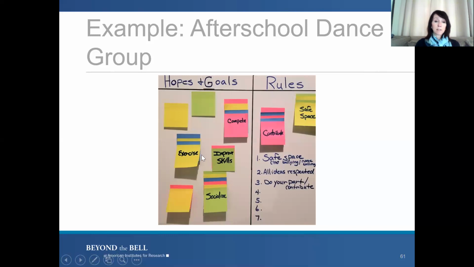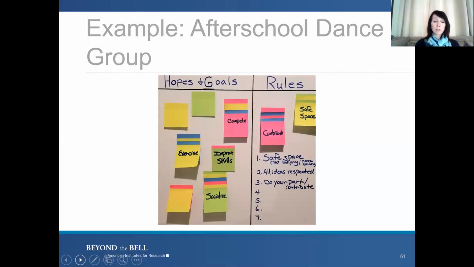This is actually called kiting the Post-its because this is like the tail of a kite. So the more Post-its that are placed together, of course, at a glance, you can see that quite a few, most of the students here, or a larger percentage of the students, wanted to socialize in this after-school dance group. So you can see which of those hopes and goals or achievements really stood out and were significant. Then from there, you can move on to rules and do the same thing.